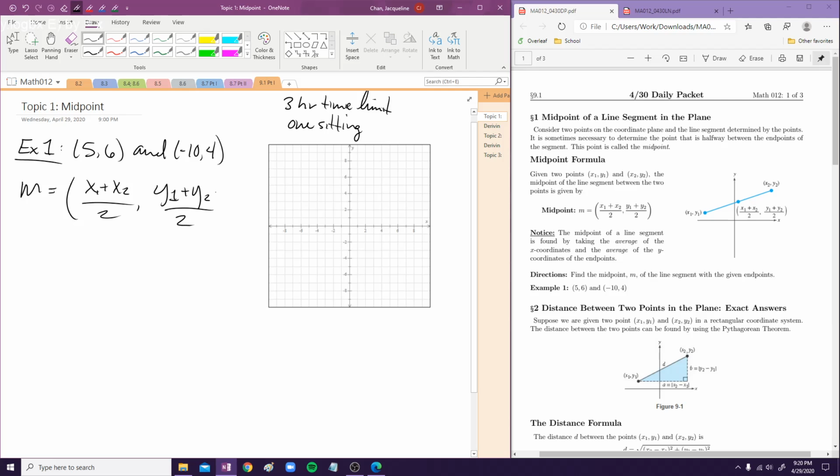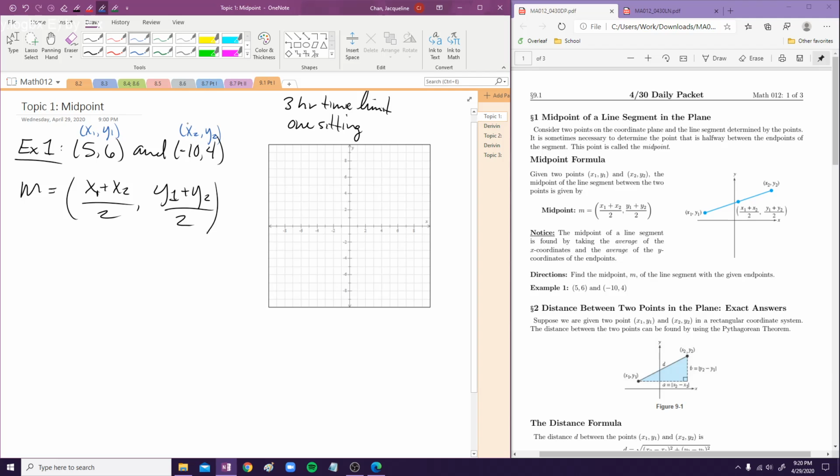Right, so this is the general midpoint formula. So how can I solve this? First of all, I need to know what x1, y1 is, and I need to know what x2, y2 are. So I'll just get to the point, and we can pick whatever point. For example, this one I'll call x1, y1, and this one x2, y2.